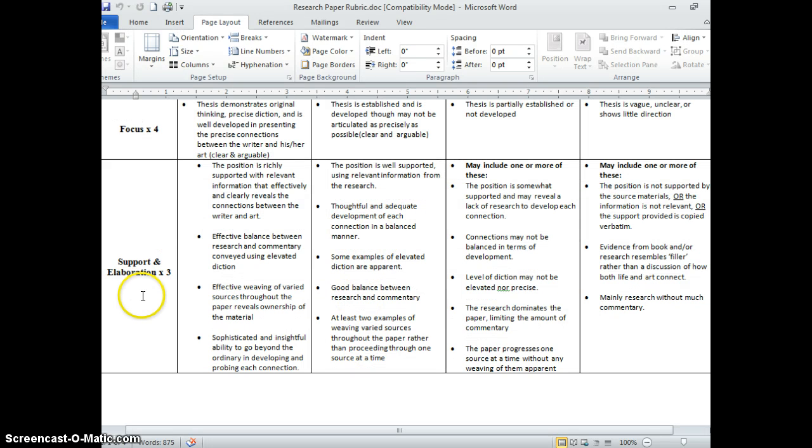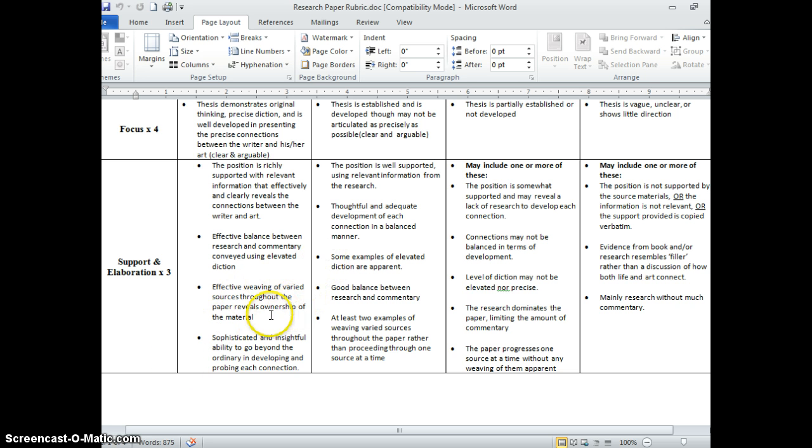Moving along to support and elaboration. Here again you have each of these connections, and you want to have a position that's richly supported with relevant information. From the outlines themselves, it appeared that most students have ample research. Okay, so it's a matter of trying to spend some time with each piece of research you want to include in the paper, and then connect it to the novel that you've read, and also have some commentary in there. In other words, what can you say about each connection?